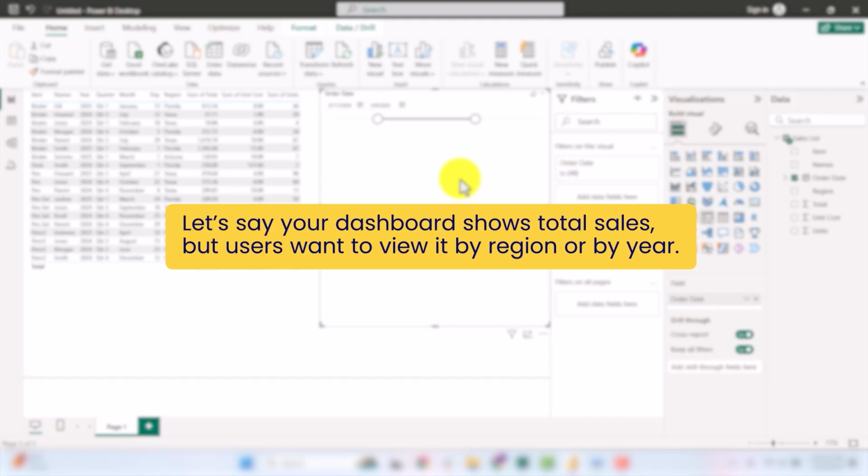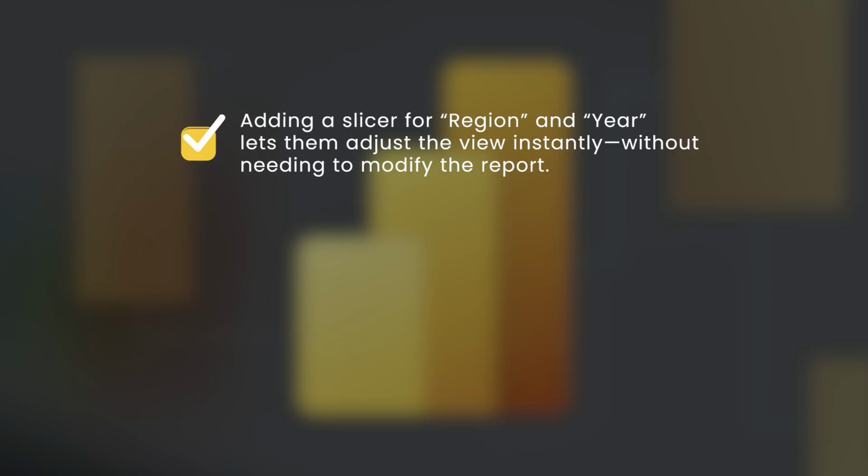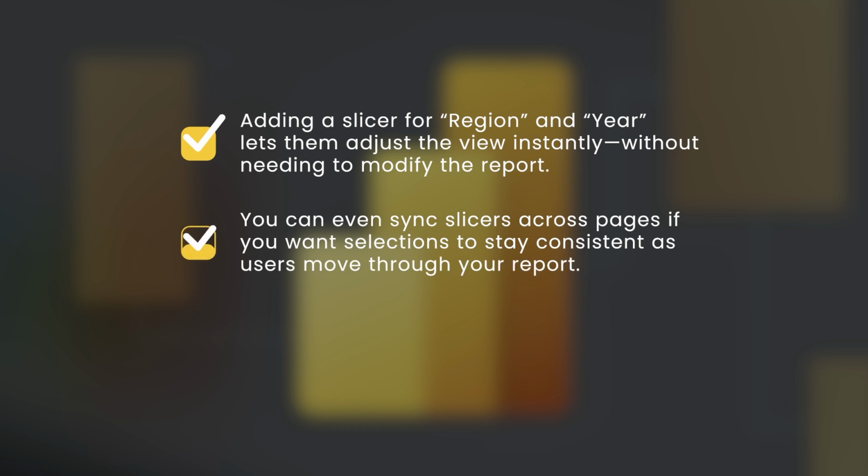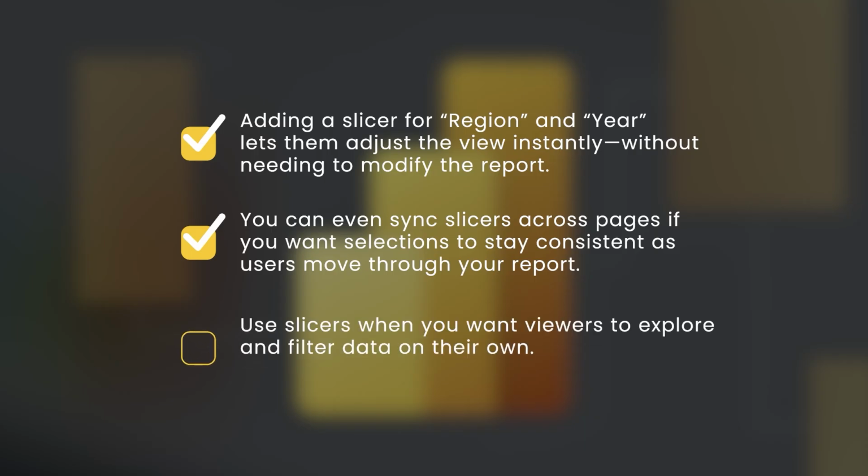Let's say your dashboard shows total sales, but users want to view it by region or by year. Adding a slicer for region and year lets them adjust the view instantly without needing to modify the report. You can even sync slicers across pages if you want selections to stay consistent as users move through your report. Use slicers when you want viewers to explore and filter data on their own.